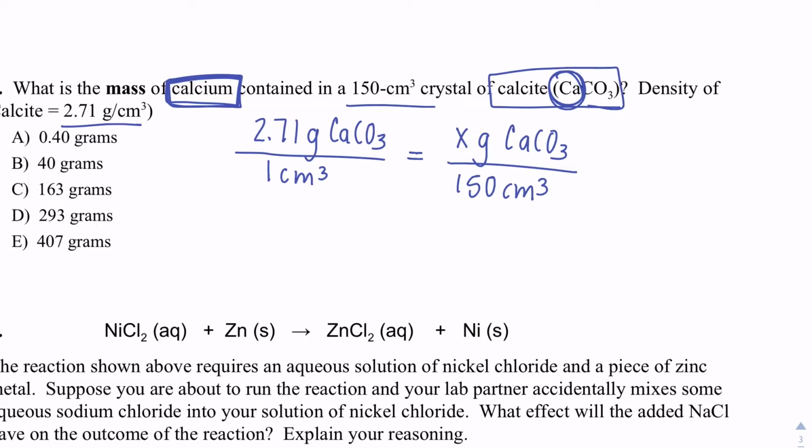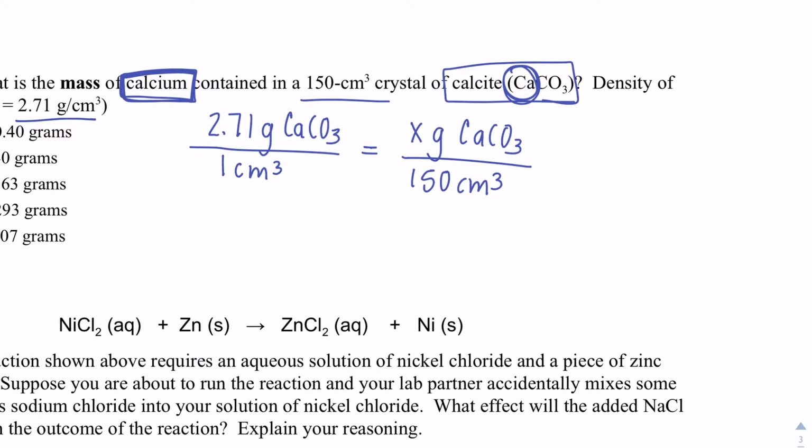So if you cross multiply, you will end up with 406.5 grams of calcium carbonate. So the question is asking how much of this 406.5 grams is just calcium.